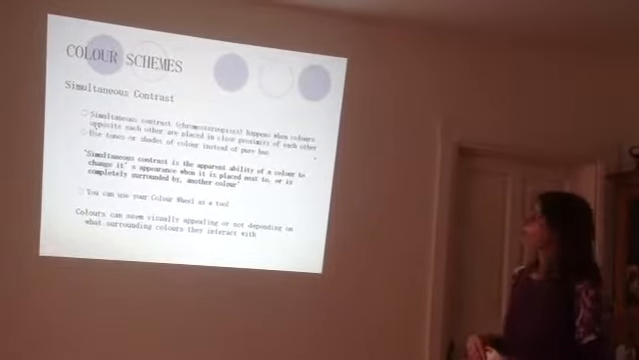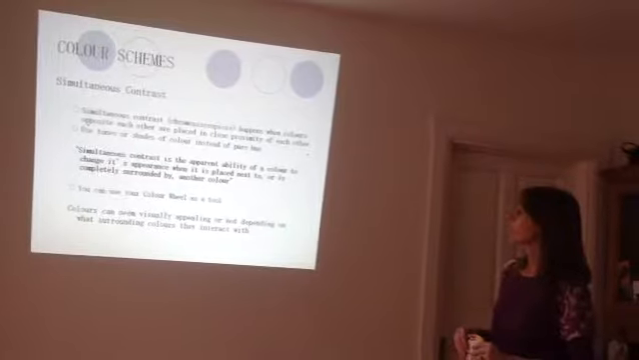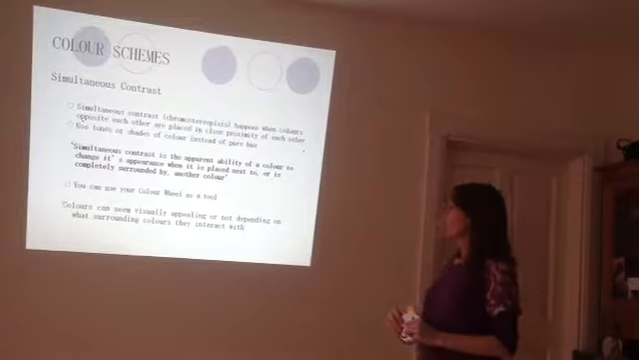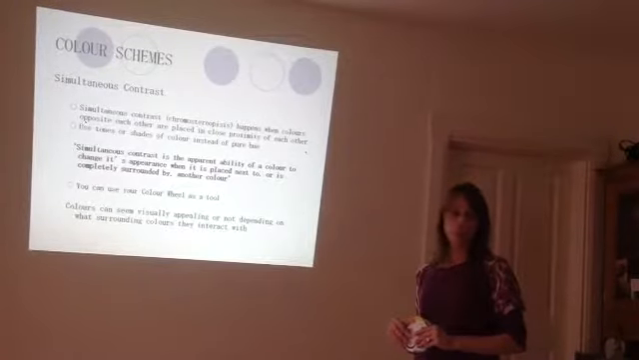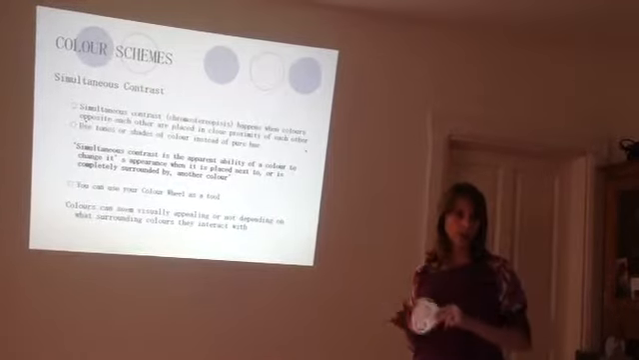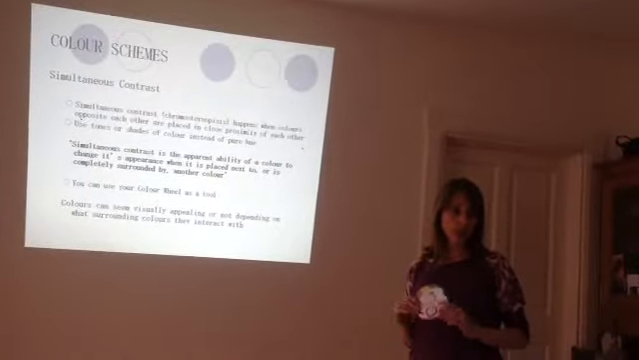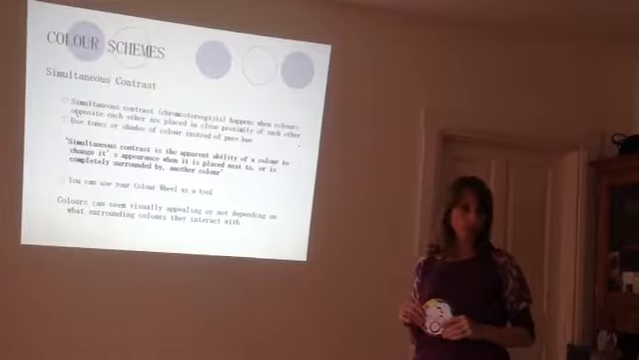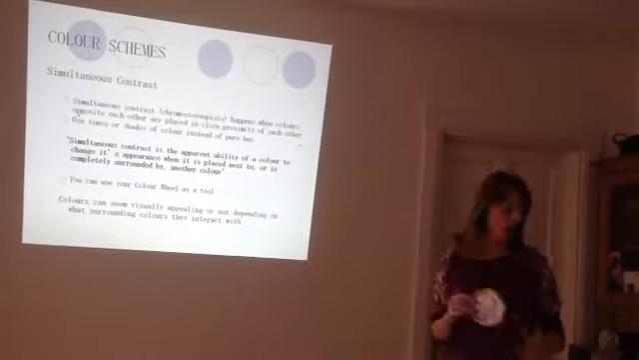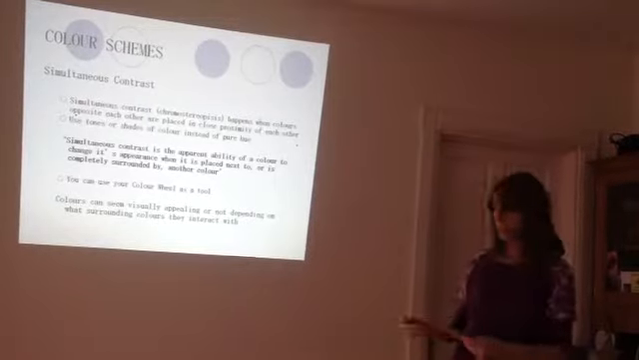Now, simultaneous contrast, which is what we're learning here today. Simultaneous contrast, otherwise known as chromostereopsis, I hope I have that right, happens when colours opposite each other on your colour wheel are placed in close proximity to each other. I'll show you, I have the large wheel here and a small wheel there.